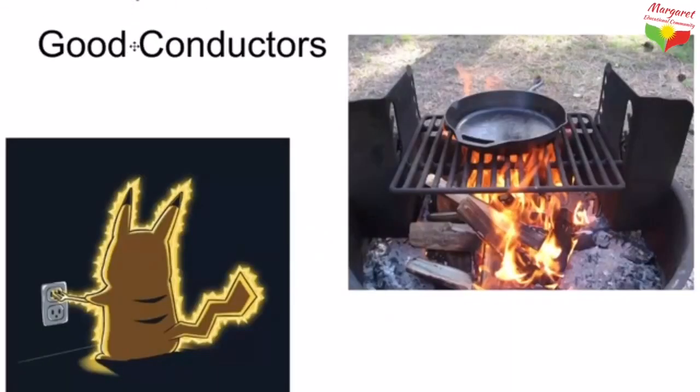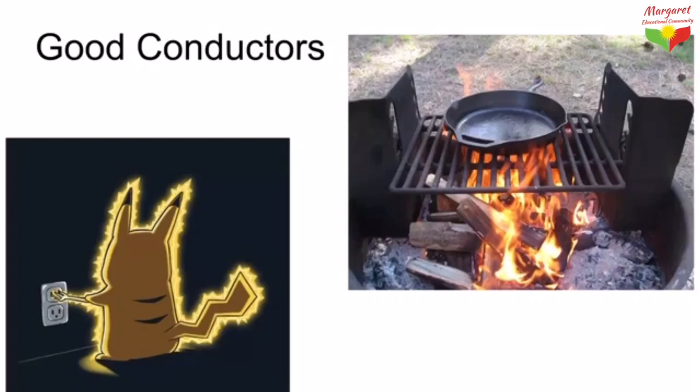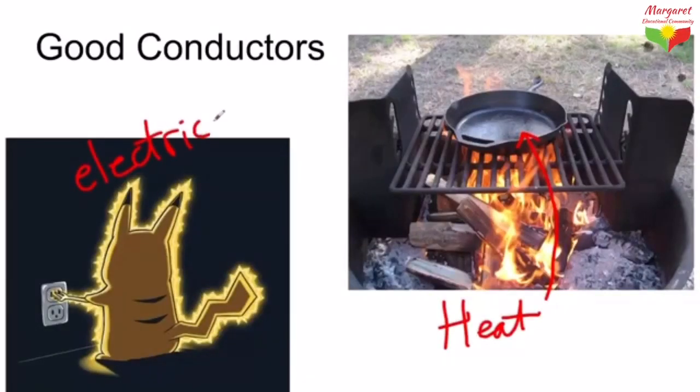Metals are also good conductors, and we can discuss how they are good conductors in 2 different ways. They could be a good conductor of heat, like this frying pan here. The reason we use a frying pan is because we can heat it up with this fire, and it transfers that heat very well to whatever we might be cooking. Or they could be a good conductor of electricity, right? And we can see here that Pikachu is sticking a fork into an outlet, and he's going to get a good shock even though he is Pikachu.